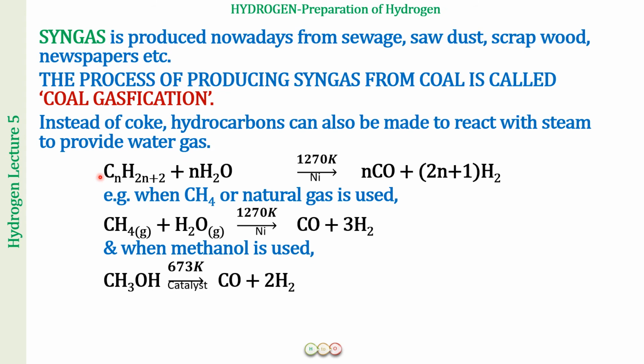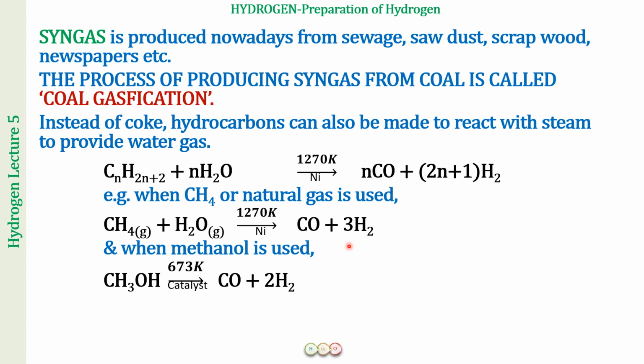So here you have the alkanes, the general formula CnH2n+2, on reaction with water at a temperature of 1270 Kelvin in the presence of nickel as the catalyst, reacting to form a carbon monoxide and hydrogen mixture, that is nothing but water gas. For example, when we use methane or natural gas, it is going to react with water, again at the same temperature and catalyst conditions, to form water gas.